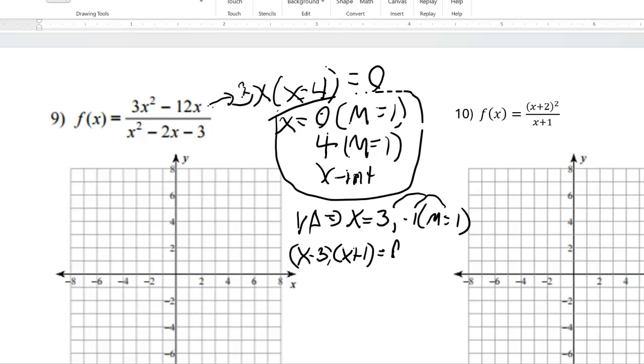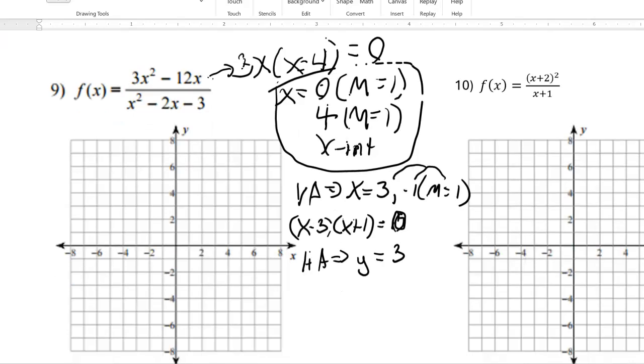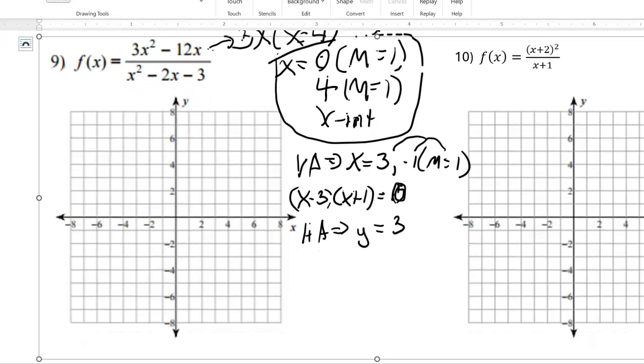Okay. And so from here, what we're taking a look at is the degree of the top and the bottom, which in this case they're both degree 2. So that means that the horizontal asymptote is going to be the ratio of their leading coefficients. So it's going to be y equals 3 over 1, or just 3. Now that we have all that information, we can put all that together here in the graph.